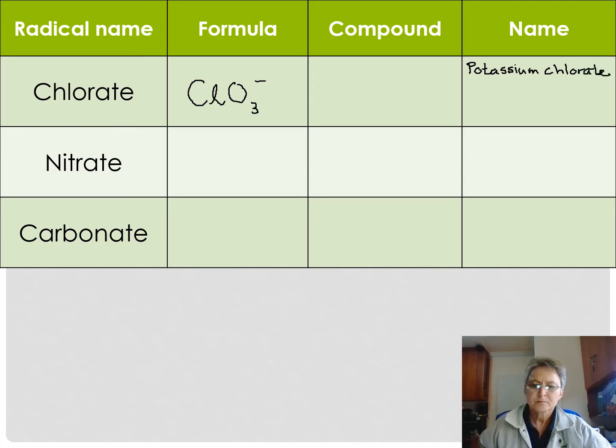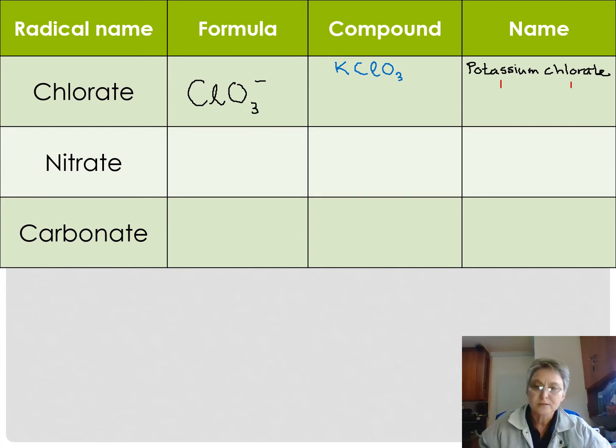Now, we use valencies to help us to write formulas. The negative charge on the chlorate ion, the one negative charge, tells you that the valency is 1. And potassium is an element in group 1, so its valency is 1. So when we write the formula for potassium chlorate, you've got 1 potassium joined to 1 chlorate. So it is KClO3.